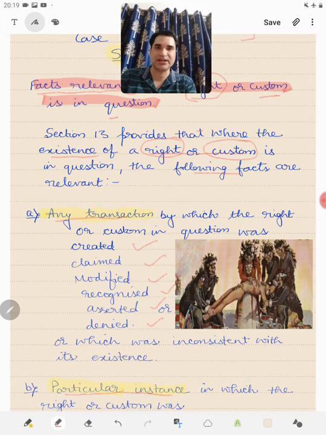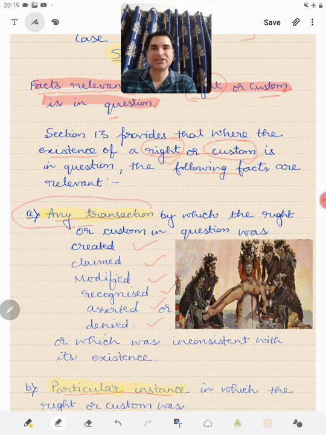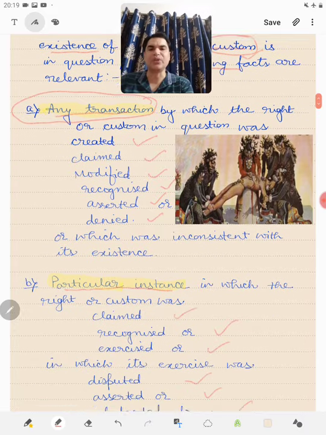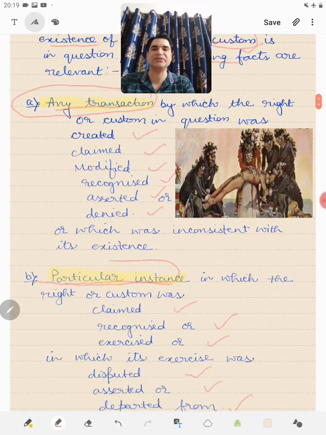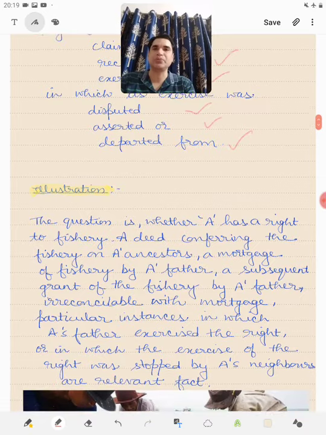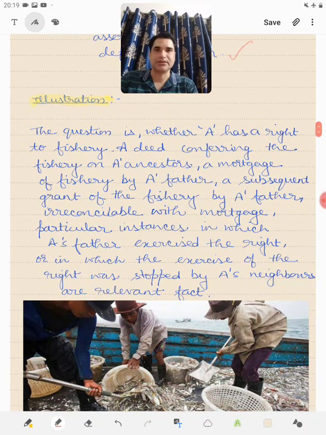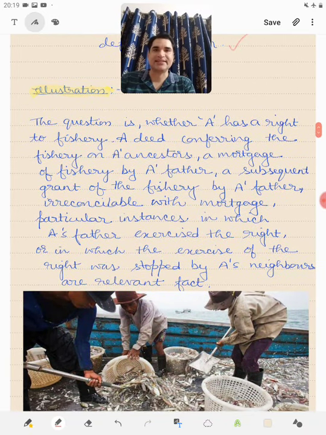So, friends, what Section 13 actually makes relevant is any fact when the existence of any right or custom is in question, that is, whether a particular right exists, whether a particular custom is valid or not. Then what facts are relevant? Any transaction by which that custom or right was asserted or denied, or any particular instance in which that custom or right was recognized or disputed. So all these are relevant in order to prove any right or custom.